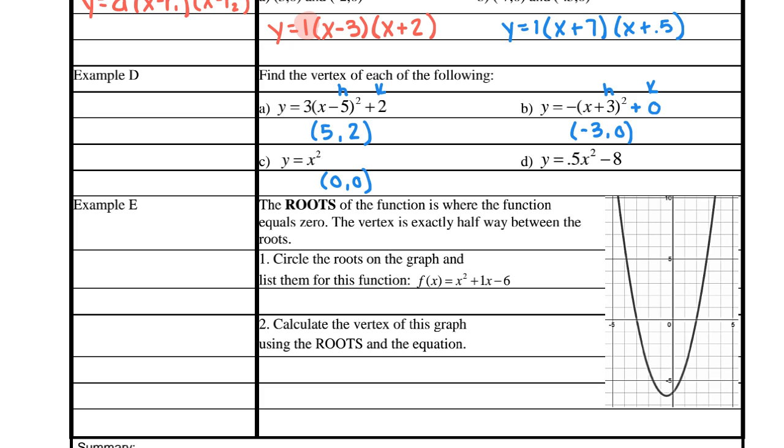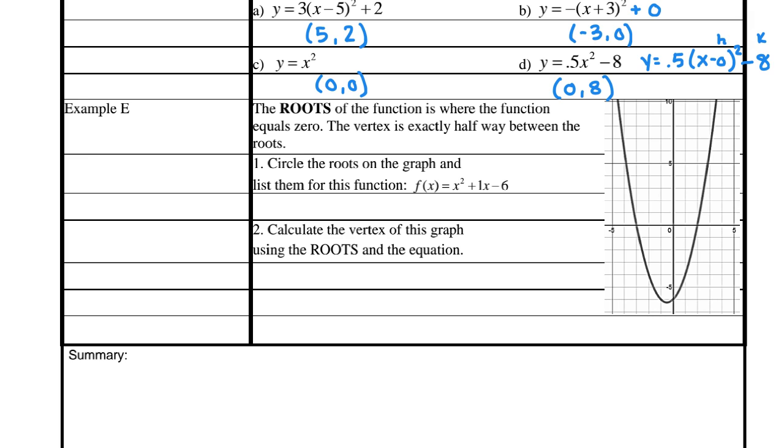Part D, I'm going to rewrite this in vertex form. So we know that 0.5 is our a value. And so if we have x squared, we know really we took x minus nothing and squared it. That would simplify back down to being x squared. And then that minus 8 is on the outside. So now we can see we have an h and a k, and so our vertex would be at 0, 8. Example E, the roots of the function is where the function equals 0.